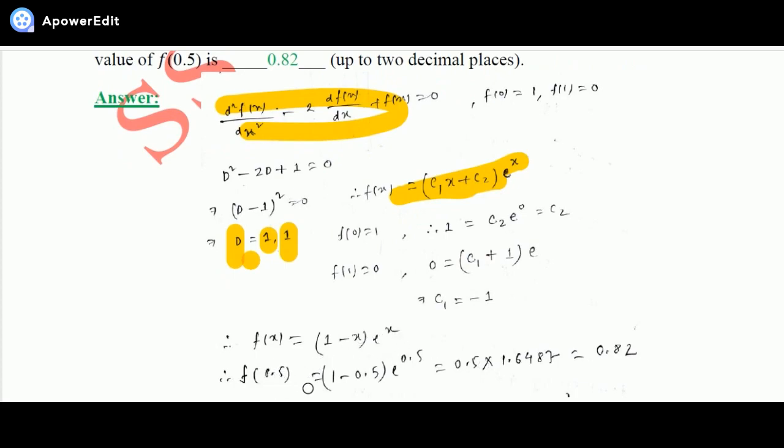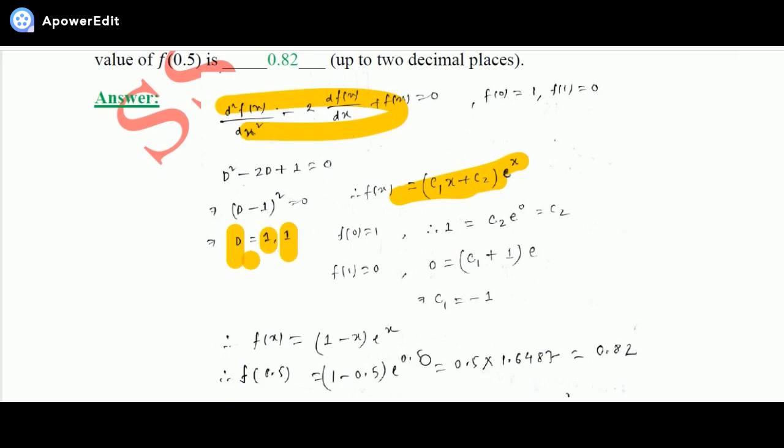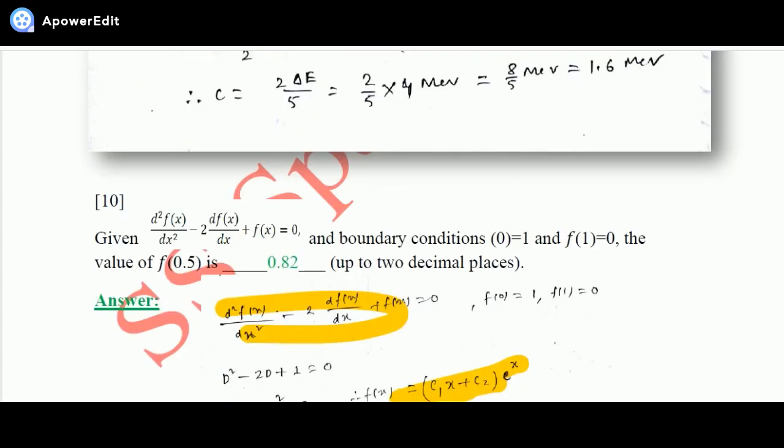So f of 0.5 will be (1 minus 0.5) into e to the 0.5. You can calculate this value using a calculator, and finally you will get this result, 0.82.